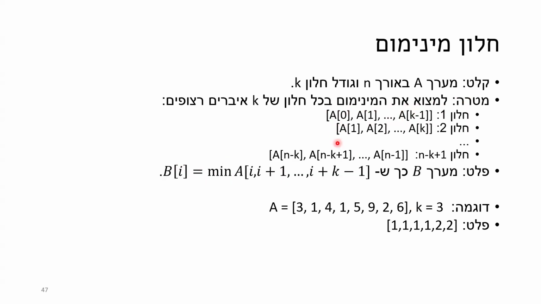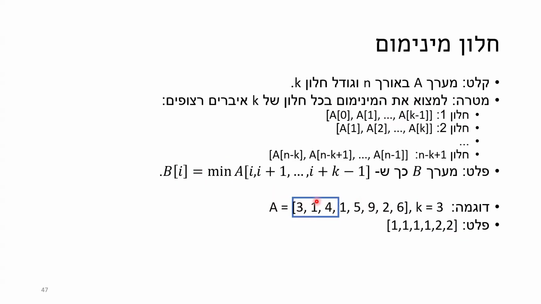So let's just see an example. Here's our input array and our integer k, which is the size of the window. Therefore, our output would be 1, 1, 1, 1, and 2, 2. Why? Because this is our first window, and you can see that the minimum is 1.